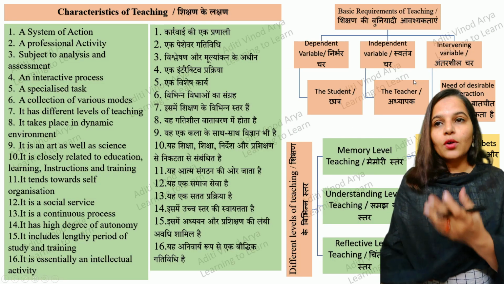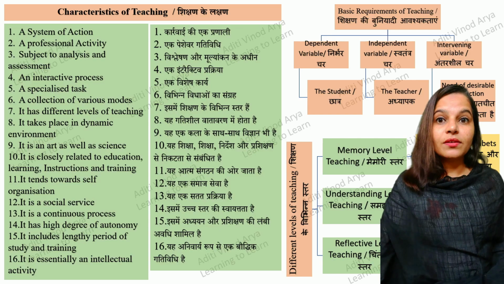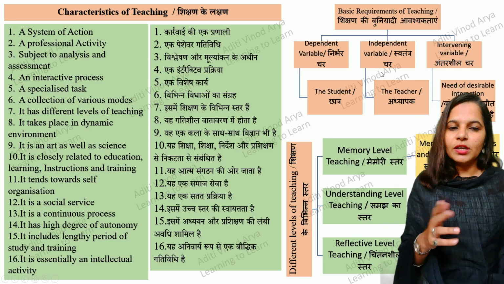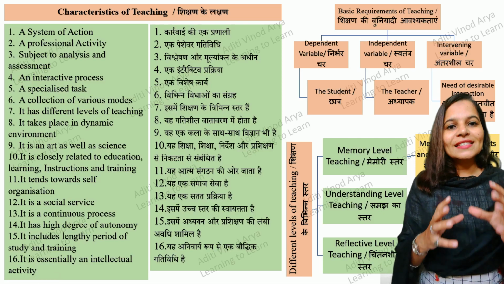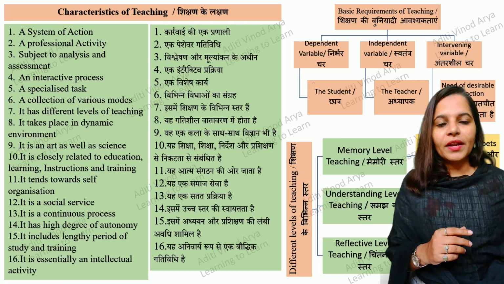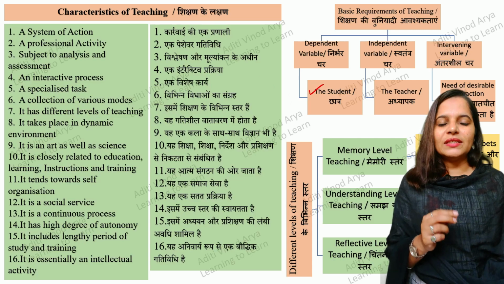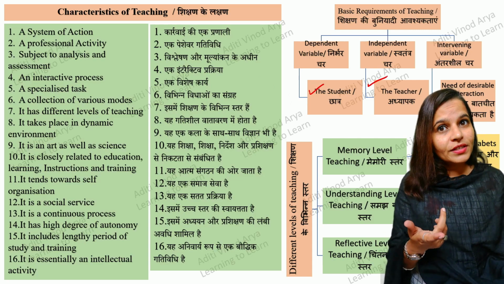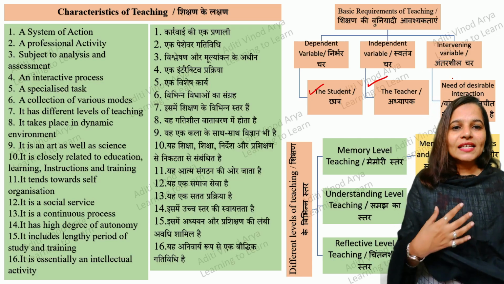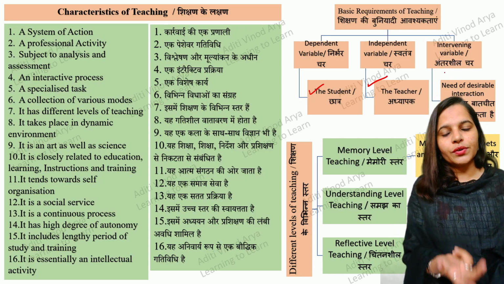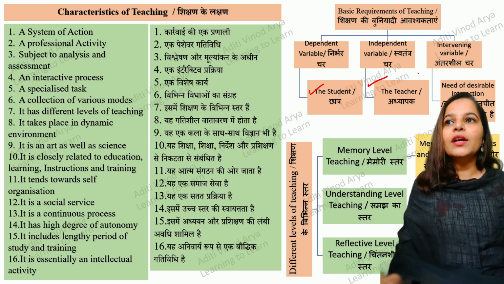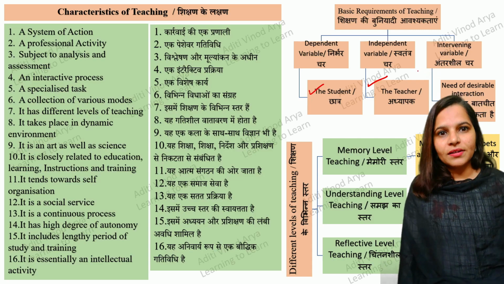Okay. Now we have characteristics of teaching and basic requirements of teaching. Basic requirements of teaching we have done: independent variable, dependent variable, and intervening variable. These are the details of those. Dependent variable is always the student. Independent variable is always the teacher, and intervening variable is the level of interaction. Levels we will be doing in the next slide, but right now in this particular slide we will be trying to complete the characteristics of teaching.